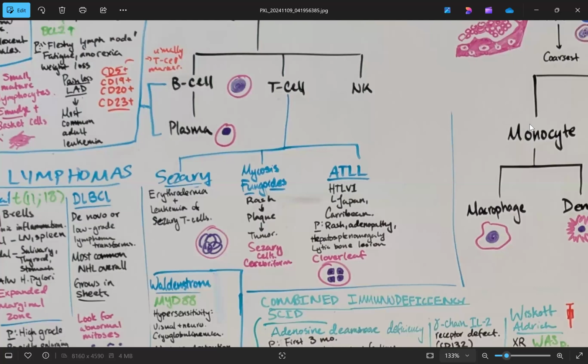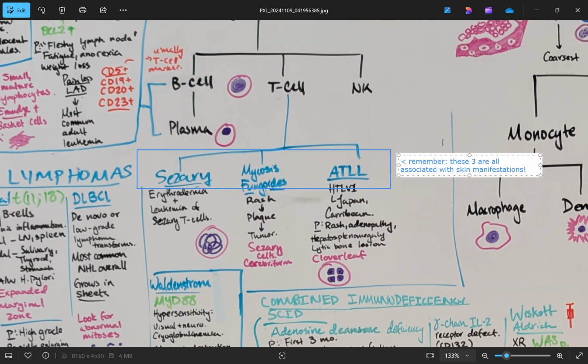For Sézary cells, it's usually because you have erythroderma and leukemia of your Sézary T cells. Mycosis fungoides, you have a presentation where you go from a rash to a plaque to tumor cells. For ATLL, which stands for, hold on, let me see if I can find it real quick. Anyone know what ATLL stands for? Okay, adult T cell leukemia/lymphoma. Thank you, Anthony.